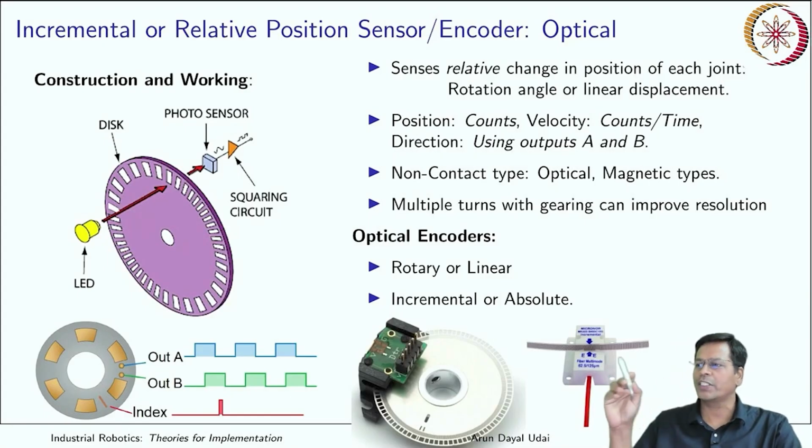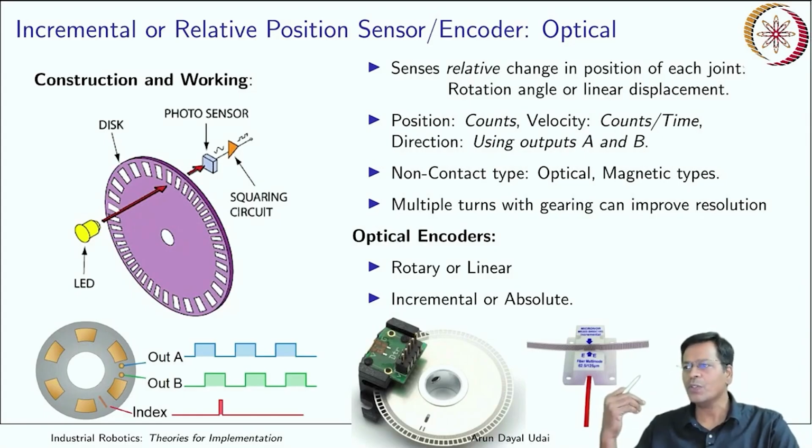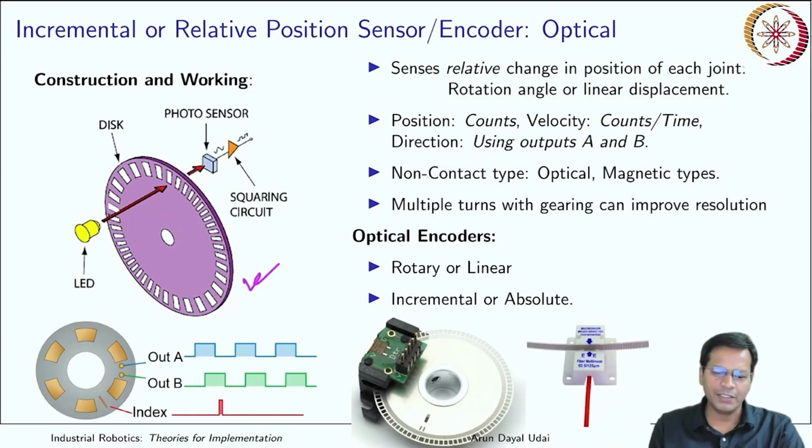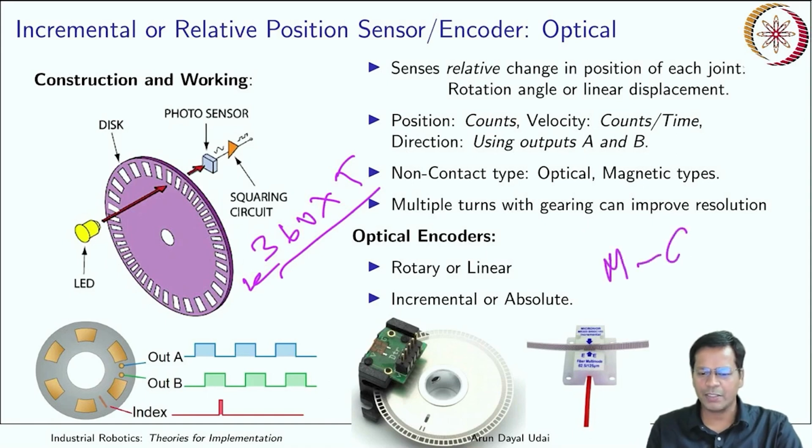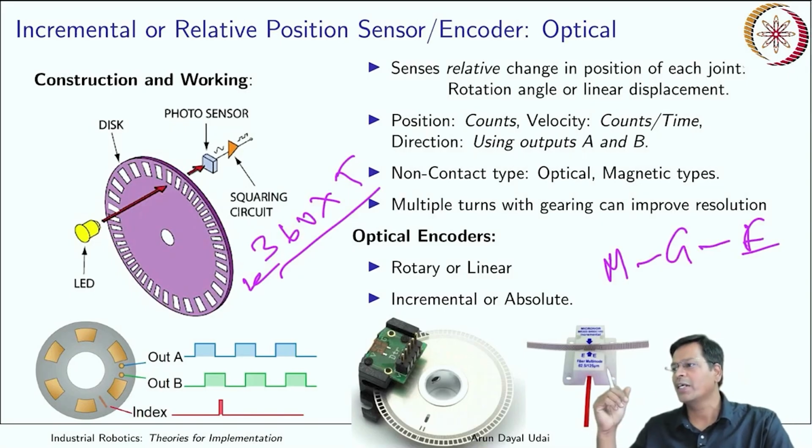Let's say your motor has rotated by just 1 turn, but you have a gear attachment that can rotate this disc by, let's say, 5 turns. So 360 per turn into 360 into 5 total counts you will get out of just 1 turn of that motor. So your motor has a gearbox and then you have an encoder. So gearbox maybe 100 times, maybe any times. So that is additional resolution you can get.